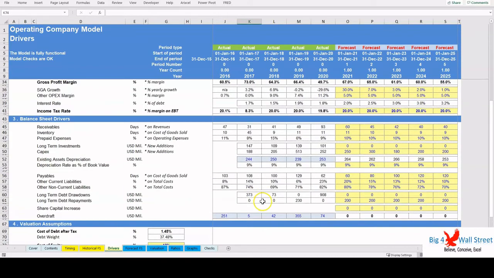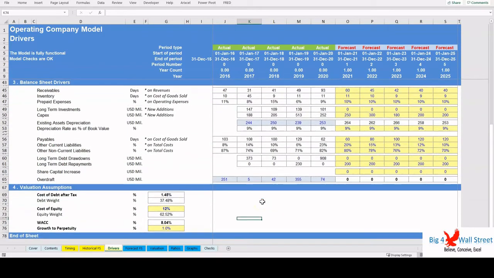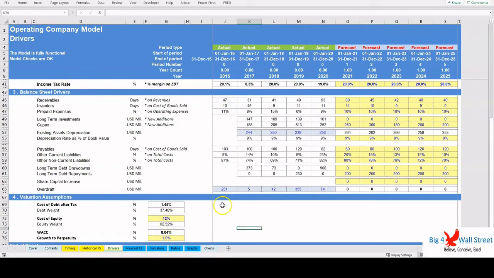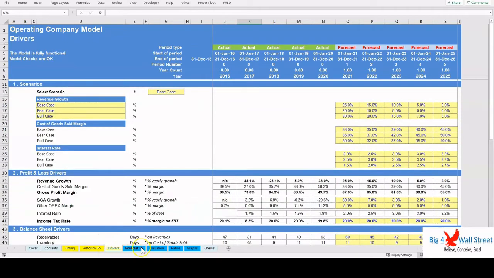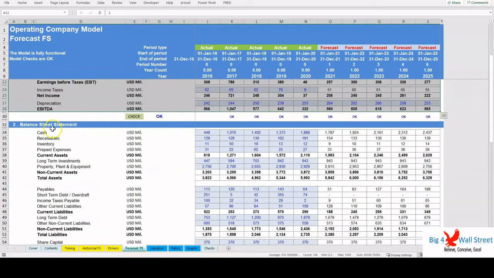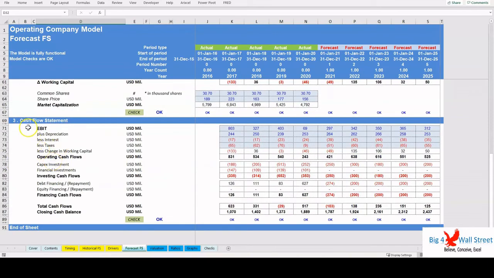The debt-to-equity gearing is based on the last historical year, and the cost of debt is based on the after-tax interest rate in the latest historical financial statement. Based on the Historical Financial Statements tab and on the Drivers tab, the forecast financial statements are generated in this tab. The profit and loss, balance sheet and cash flow statements result based on the previous assumptions set by the user.